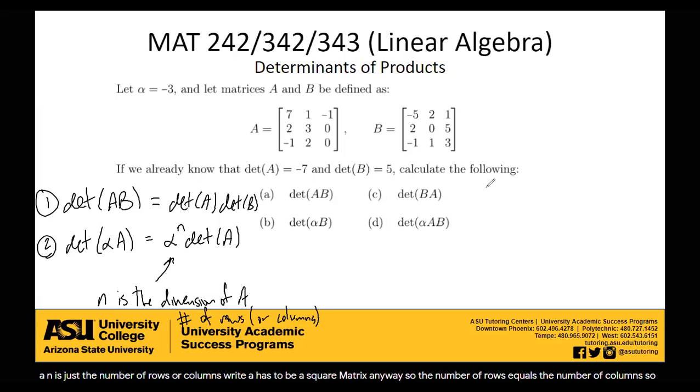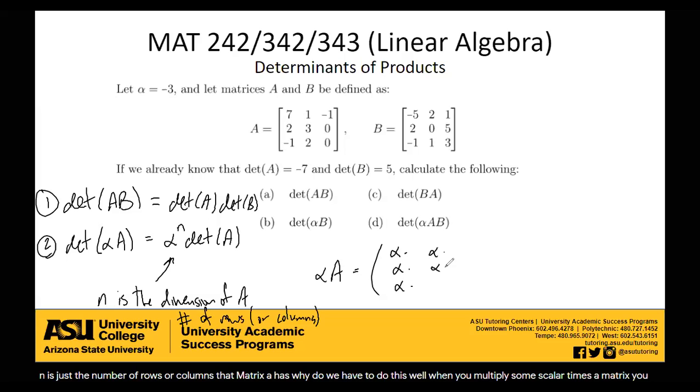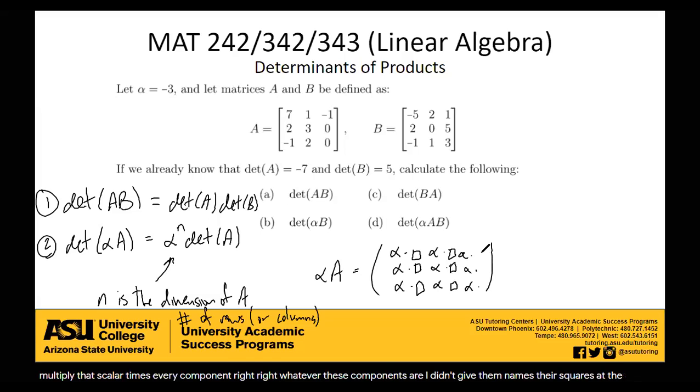So n is just the number of rows or columns that matrix A has. Why do we have to do this? Well, when you multiply some scalar times a matrix, you multiply that scalar times every component, right? Whatever these components are, I didn't give them names. You have to multiply that by every single component. Well, if I were to factor out one of the alphas from, say, the top row, there's not really good notation for that, I've come to realize.